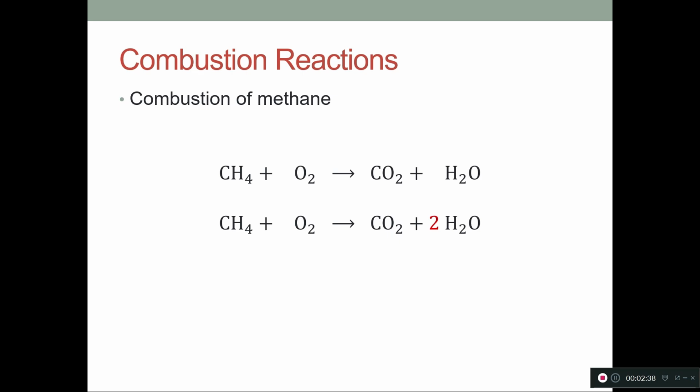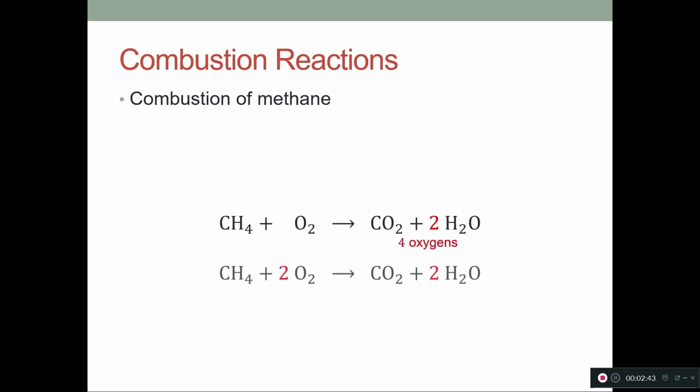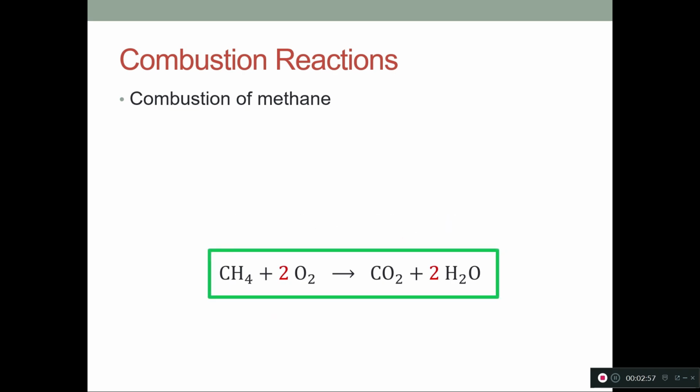But in doing that, we also end up with 4 oxygens in the products. We want to try to balance that. We should put a 2 in front of this. And the reason we have to do that is because we have 4 oxygens. We need to divide it by 2 since it's O2, and that gives us 2 O2. And so that would make this our balanced chemical equation for the combustion of methane.